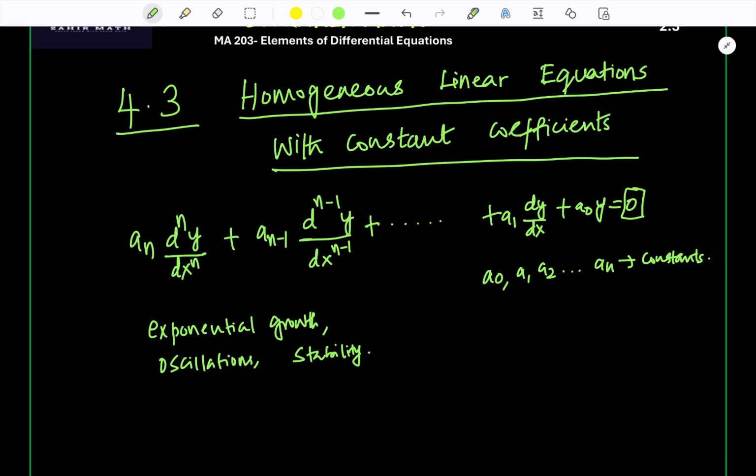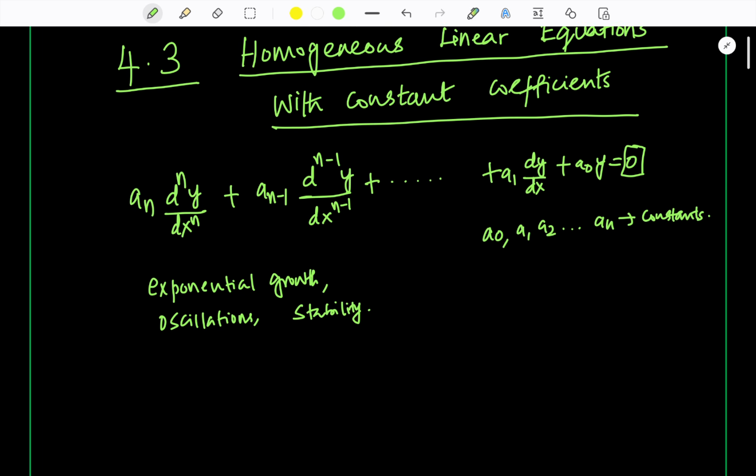For example, in electrical engineering, it is used in circuit analysis to determine the voltage and current behavior over time. In mechanical engineering, it's used in modeling vibrations in mechanical structures such as bridges and buildings. In control systems, it plays a key role in designing stable and efficient control systems in robotics and automation. These are a few applications of homogeneous linear equations with constant coefficients.